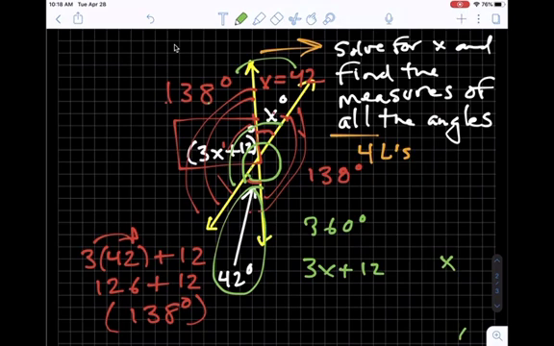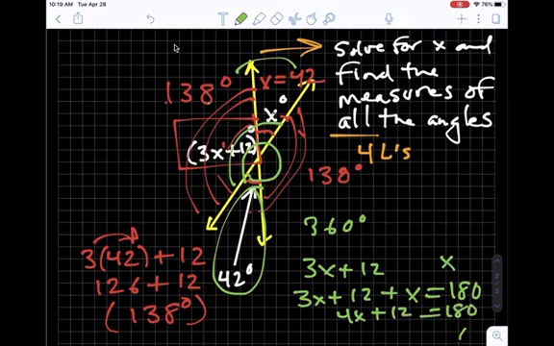Well, you could have taken those two things and you could have said 3x plus 12 plus x equals, I know that those are supplementary angles. They would add up to 180. And then at that point, you would be able to, 4x plus 12 equals 180, subtract your 12, and you would get 4x equals 168. And I'm kind of going through this quickly. And then you would determine that x equals 42, and then you could put it in and find everything else.